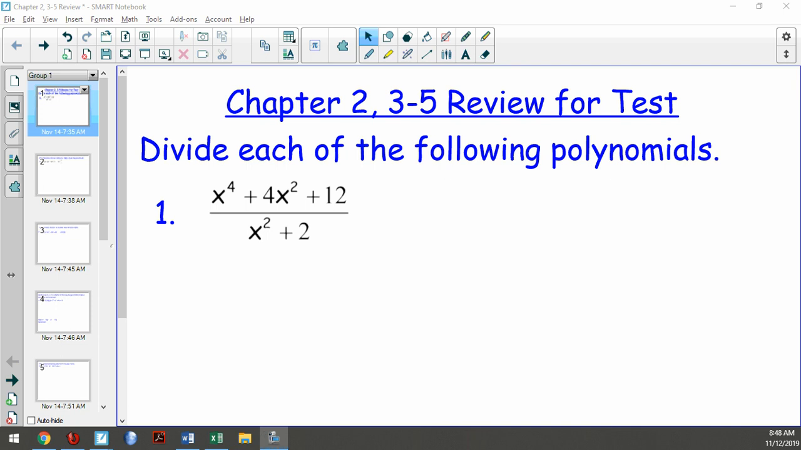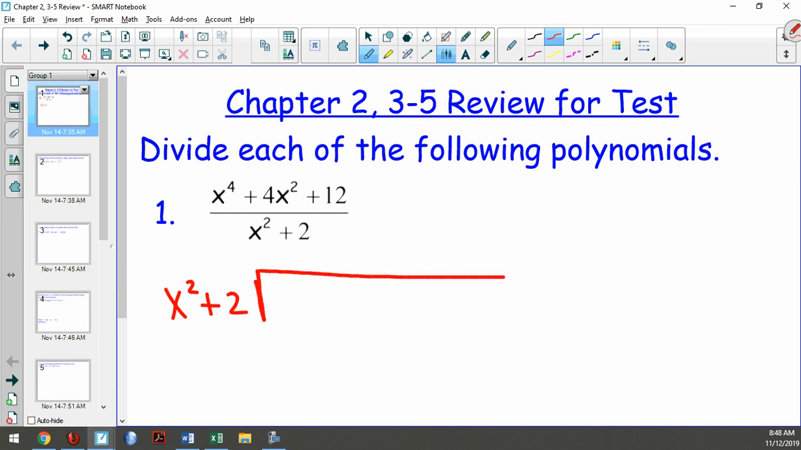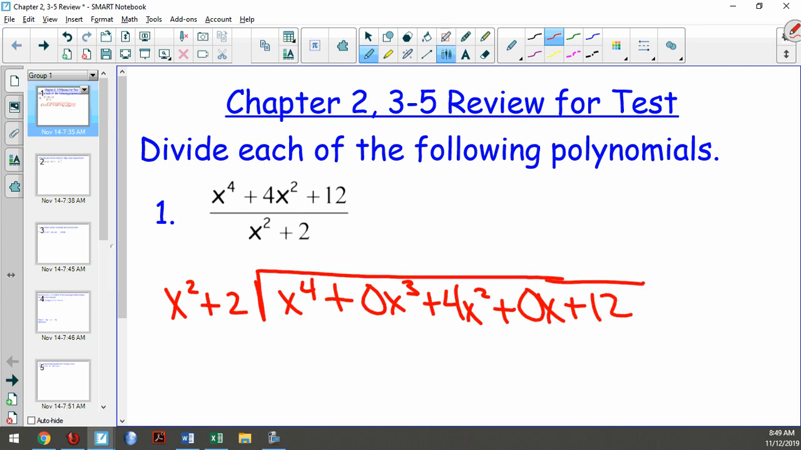Do we all understand what I just said? So I have to use long division on this. So how do I go about that? I put x squared plus 2 on the outside, and I put x to the fourth plus, I am missing x cubed, so I put a 0x cubed there as a placeholder, plus 4x squared, put a missing 0x, so I put a placeholder there, and plus 12. Does everybody see what I just did, yes or no? Are we good?